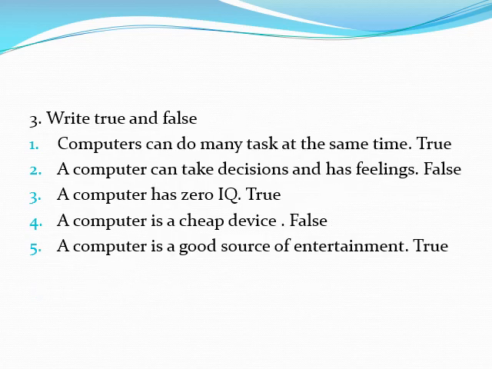Question number 3. Write true or false. 1. A computer can do many tasks at the same time. True. 2. A computer can take decisions and has feelings. False. 3. A computer has zero IQ. True. 4. A computer is a cheap device. False. 5. Computer is a good source of entertainment. True.